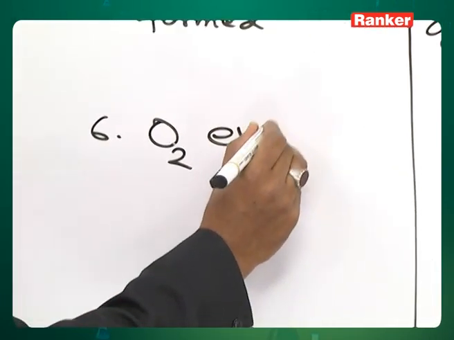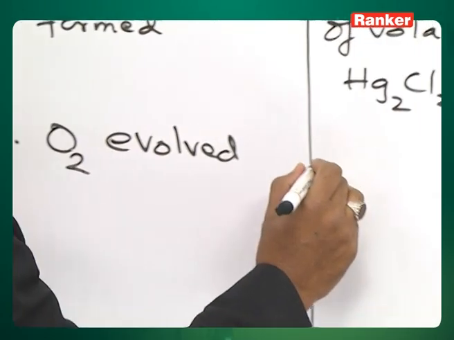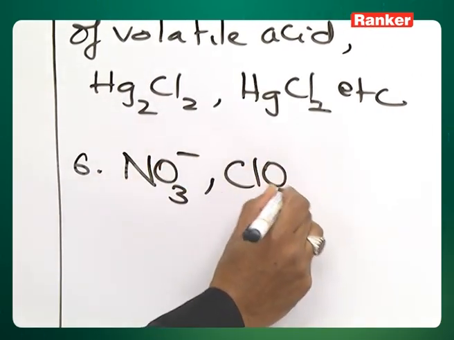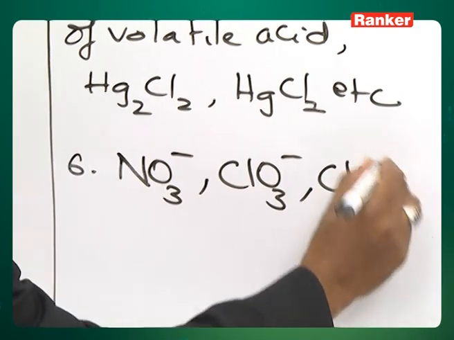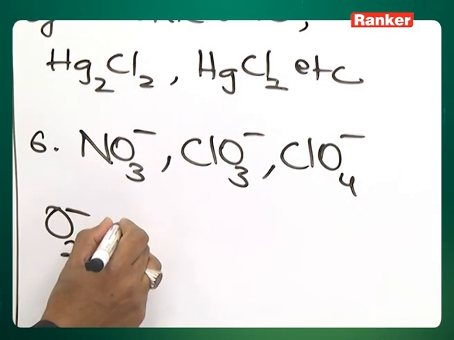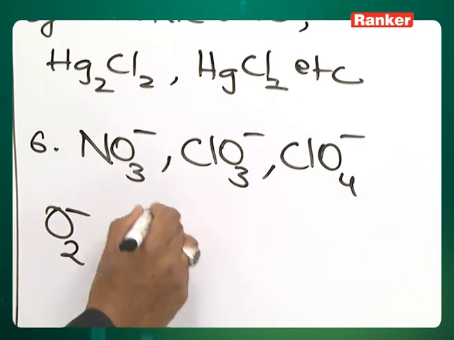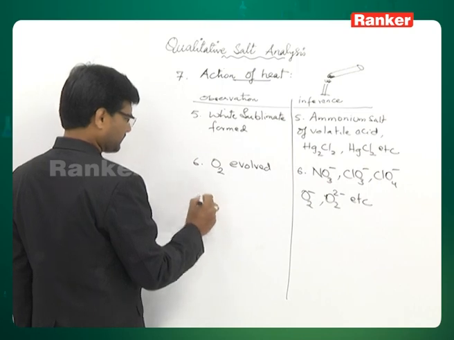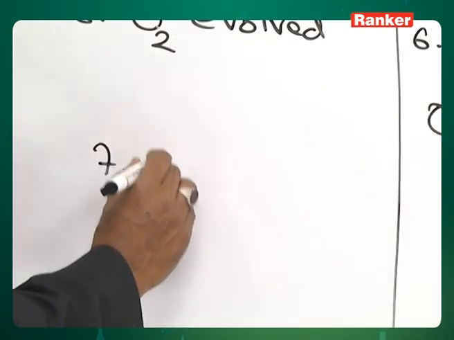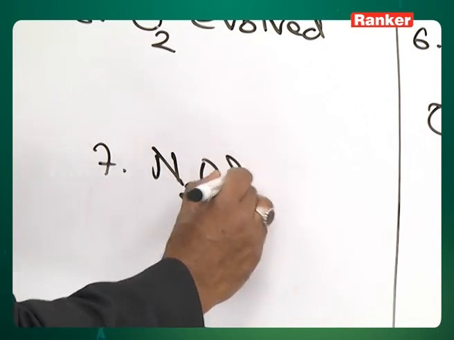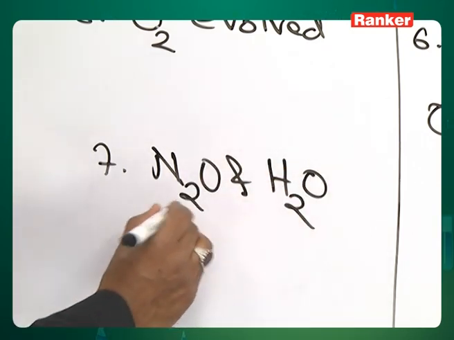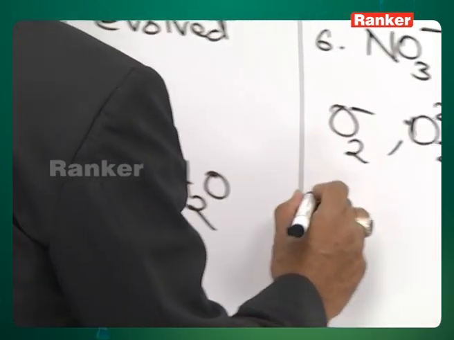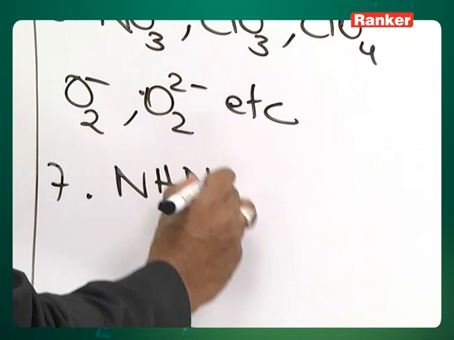Number 6. O2 evolved. If O2 gas is evolved, it must be nitrate, chlorate, perchlorate, superoxide, or peroxide salt. Number 7, N2O and H2O formed, laughing gas and water droplets are formed. It indicates that the salt is ammonium nitrate.